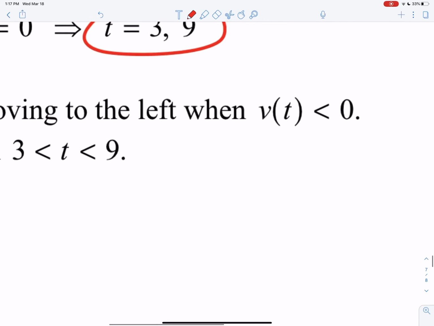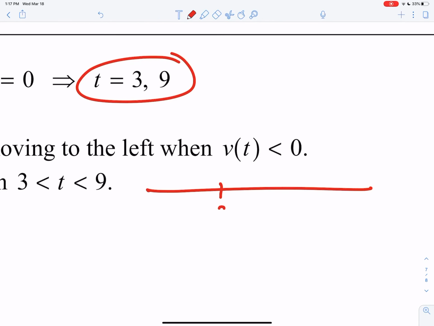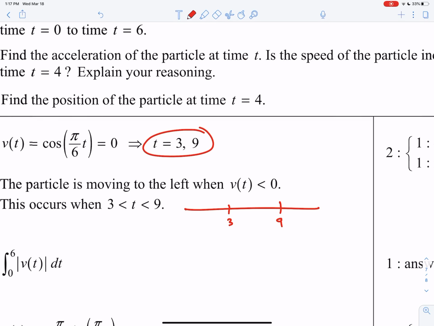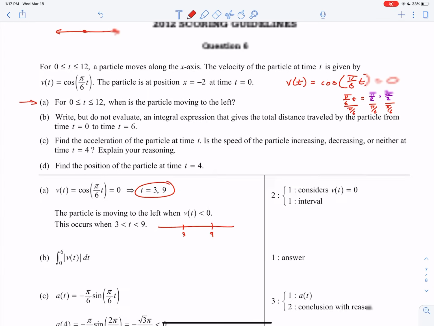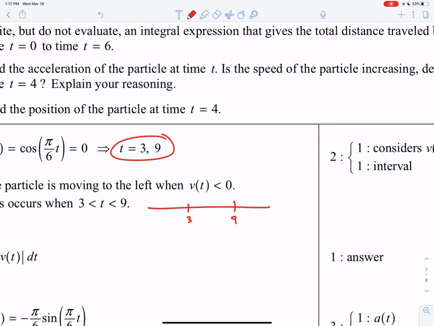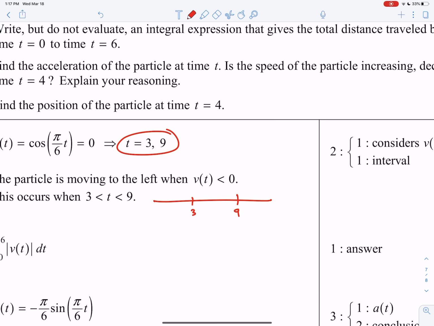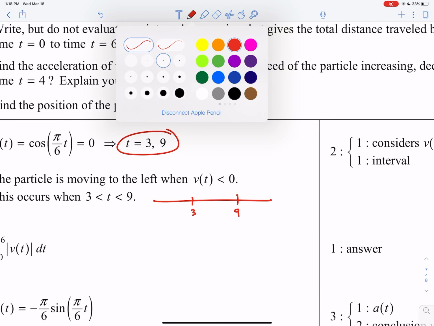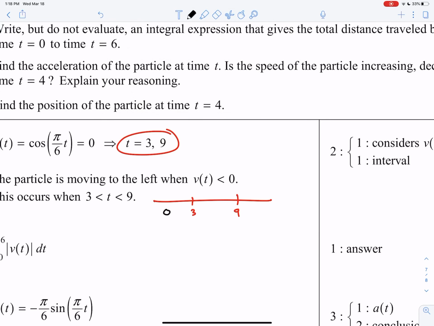So here we go. I have a sign chart. I have 3, I have 9, okay? So you want to plug it into your v of t now. I'm going to pick some values strategically. I'm going to pick 0, 6, and 12. Now, some people might have picked 0, 4, and 10. You're more than welcome to do so, but take a look at why I use these values.